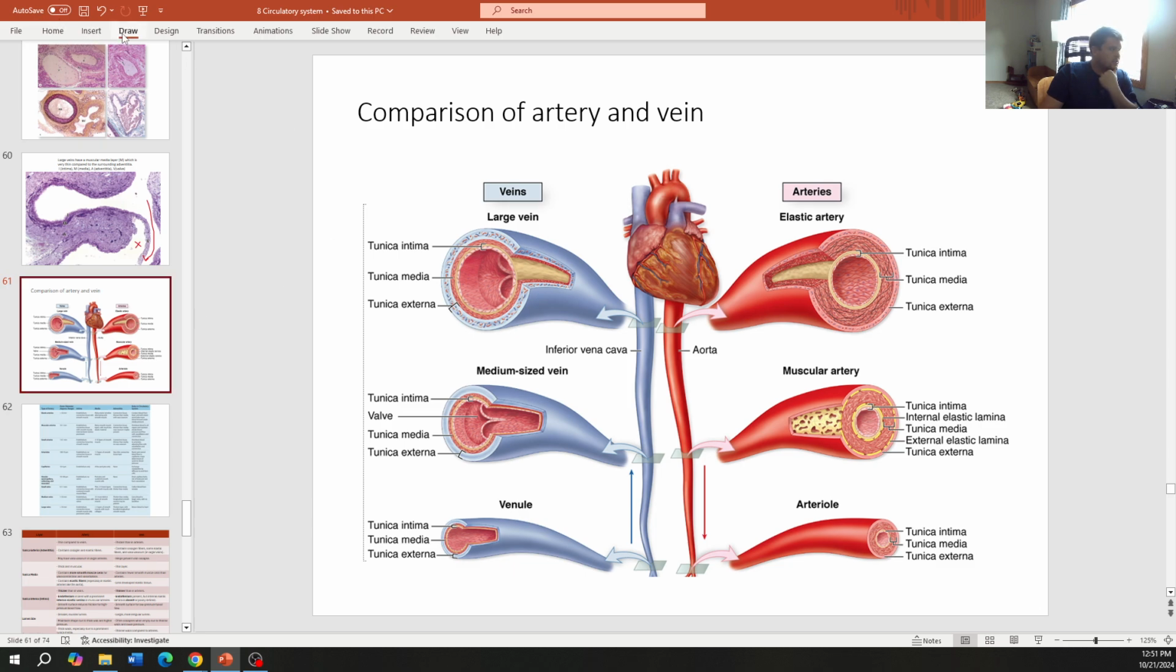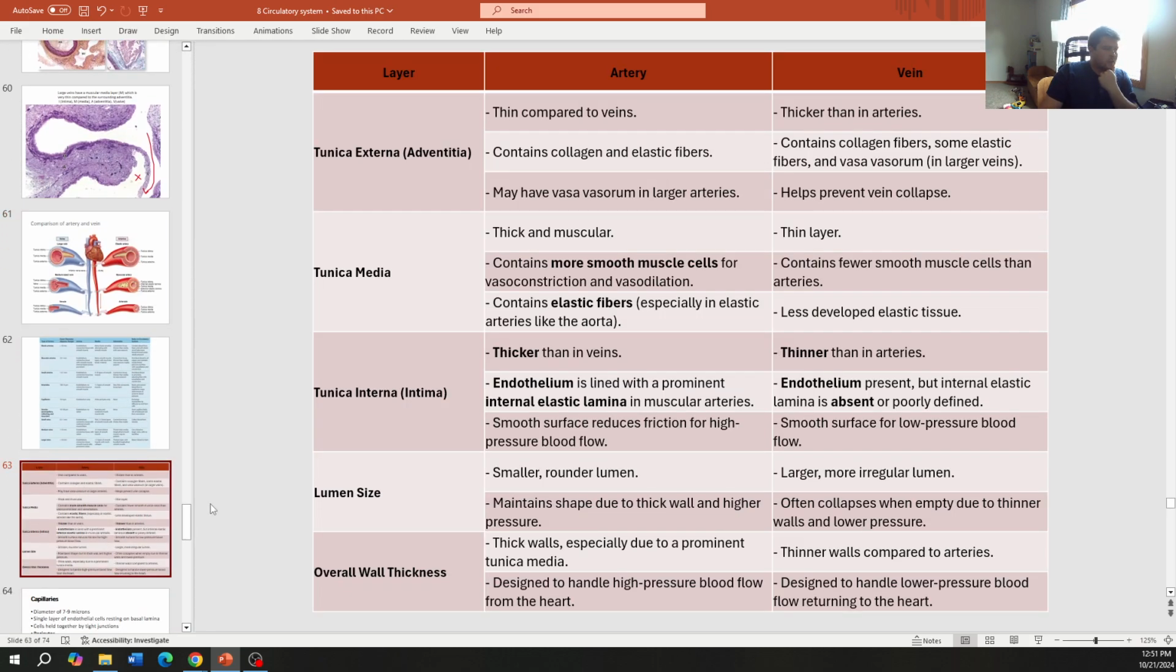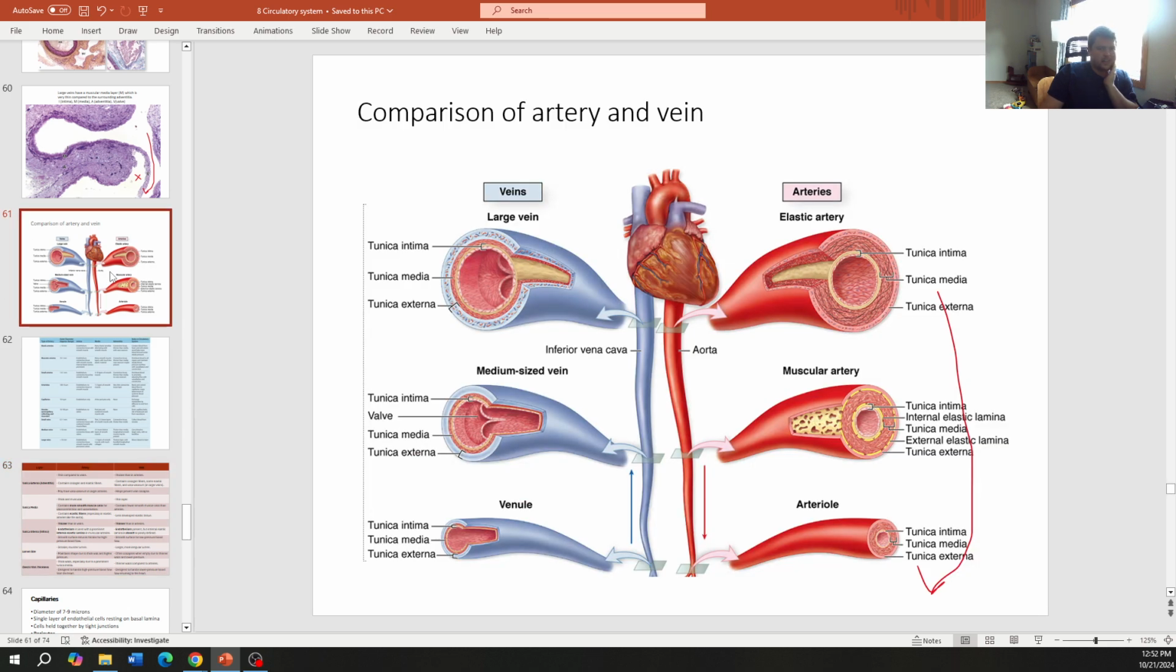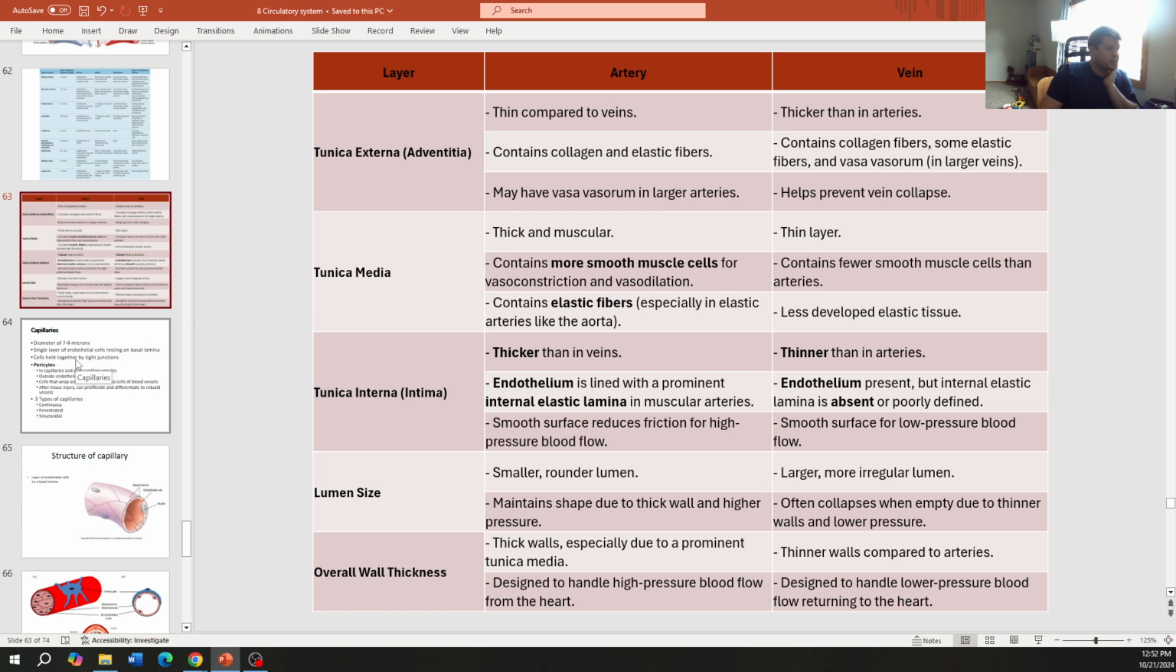Here's that size chart. A lot of the information you want to focus on is right in here, comparing the different layers, which has more adventitia, which has more media, what's the lumen size, the overall thickness. That's the main thing we're going to get tested on here. And then just the general structures, like what is the tunica externa, the tunica media, the tunica intima, and what's in each of those. So that is our arteries and our veins.